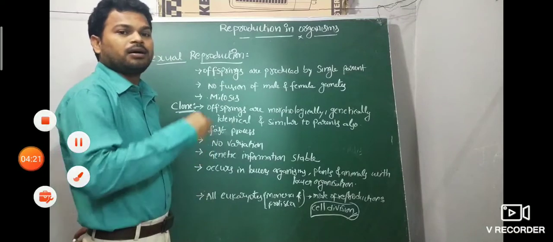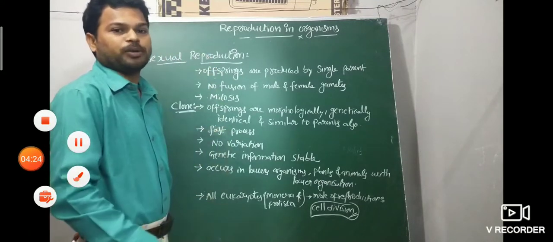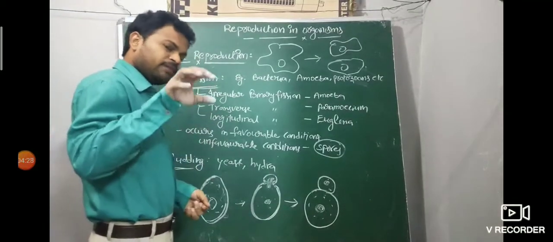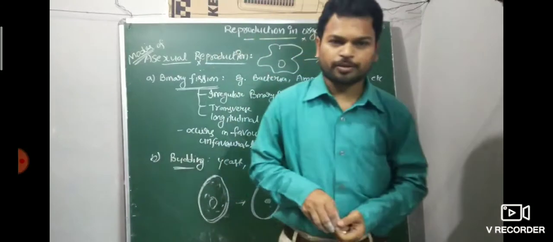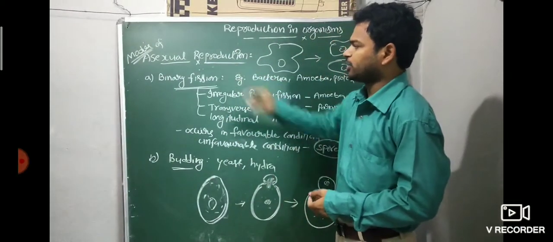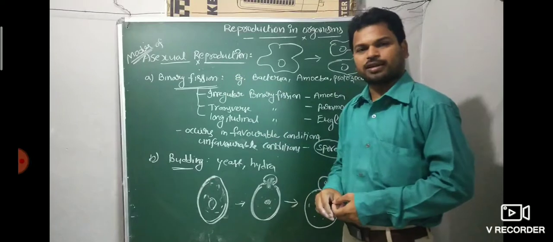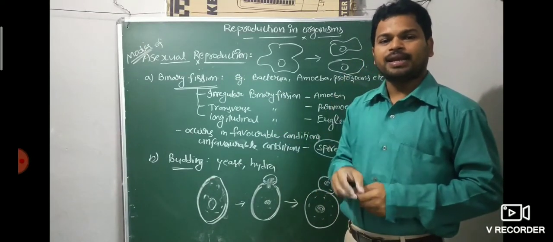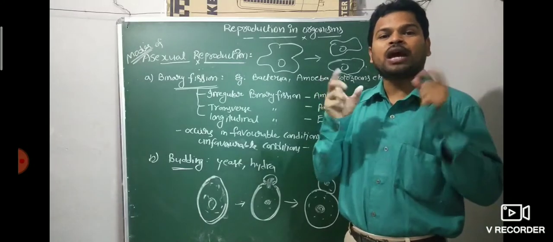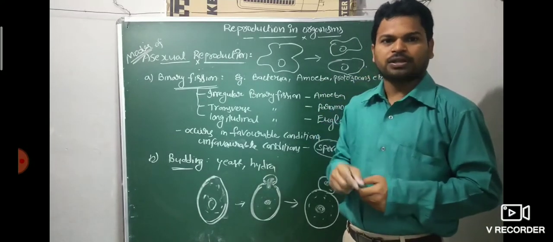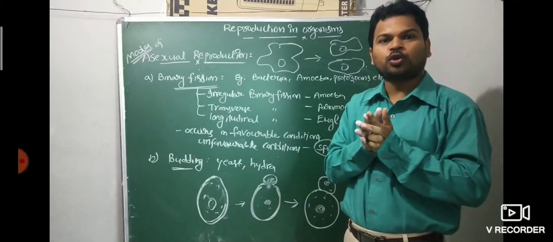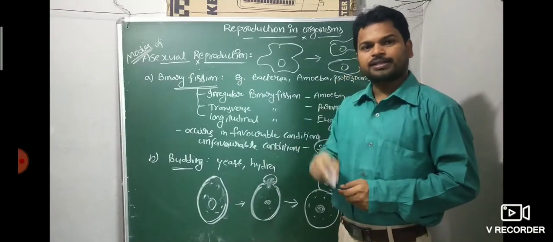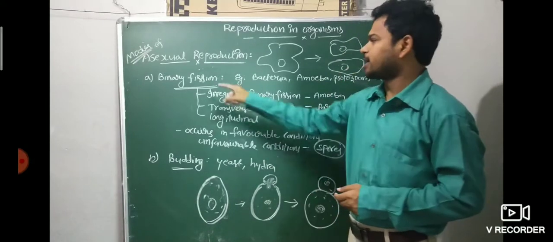Next, types of asexual reproduction, modes of asexual reproduction. There are different kinds of modes in asexual reproduction. One is binary fission. What does binary fission mean? Bi means 2, fission means divide. A parent cell divided into 2 equal halves. I am saying equal halves. A parent cell divided into 2 equal halves is called binary fission, meaning a parent cell produces 2 offsprings.